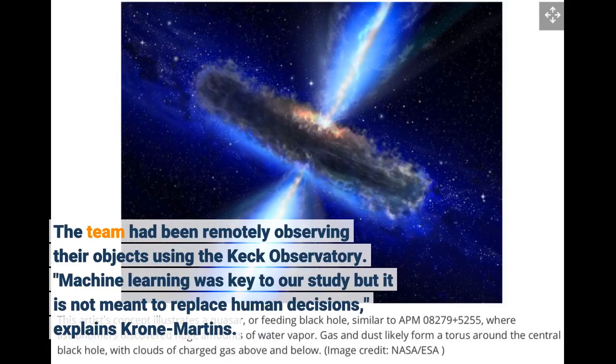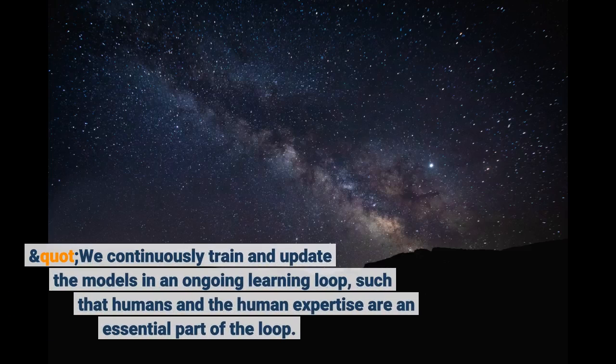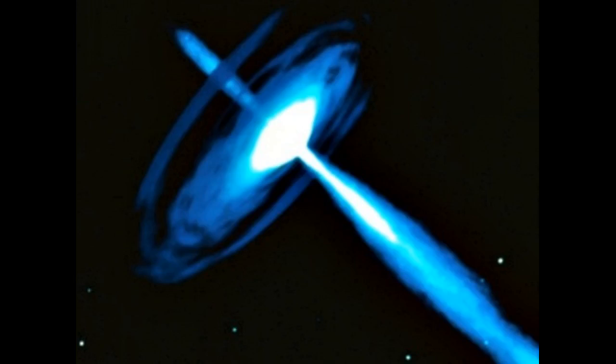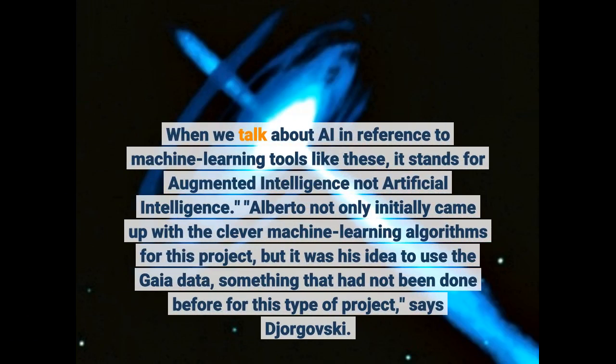Machine learning was key to our study, but it is not meant to replace human decisions, explains Krona Martins. We continuously train and update the models in an ongoing learning loop, such that humans and the human expertise are an essential part of the loop. When we talk about AI in reference to machine learning tools like these, it stands for augmented intelligence, not artificial intelligence.